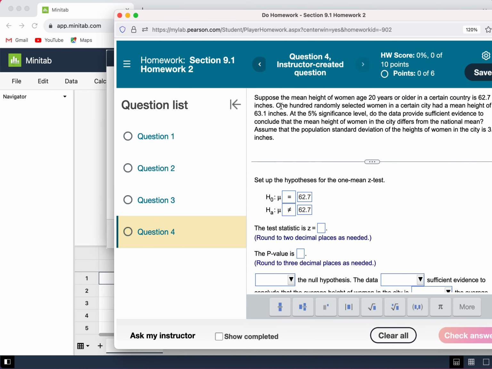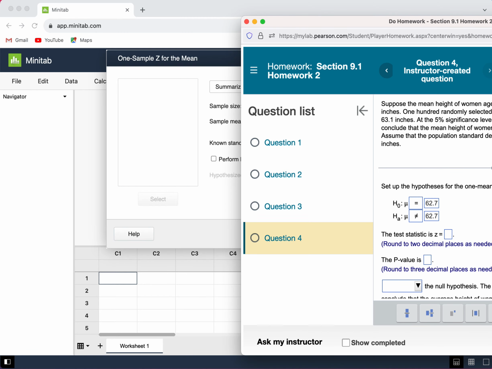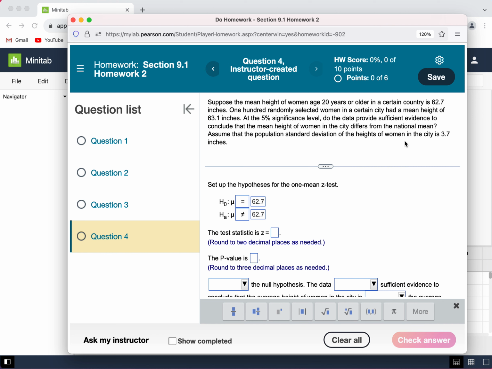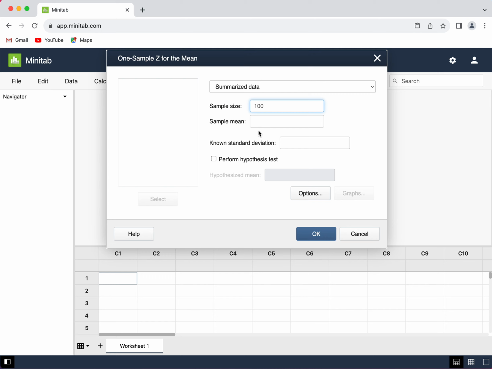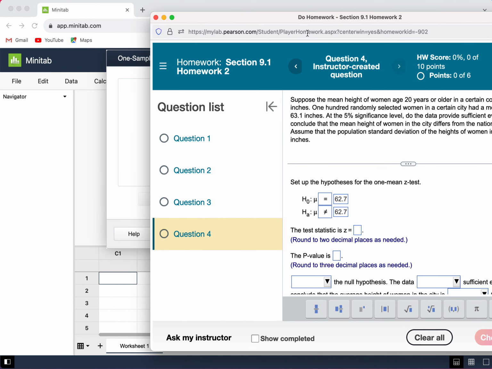So my sample size is 100 because 100 women were selected for the sample. My sample mean is 63.1 inches, and my standard deviation is 3.7. Now I'm going to check the box that says Perform Hypothesis Test. Now I need to enter my hypothesized mean. Hypothesized mean is the mean from my null and alternative hypothesis, whatever that number is. So 62.7 is going to be my number for this problem.